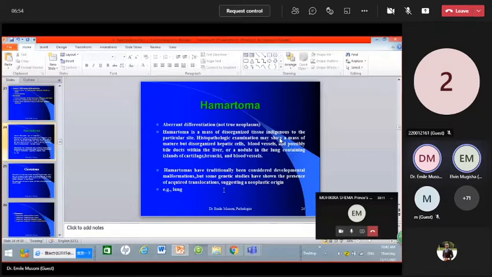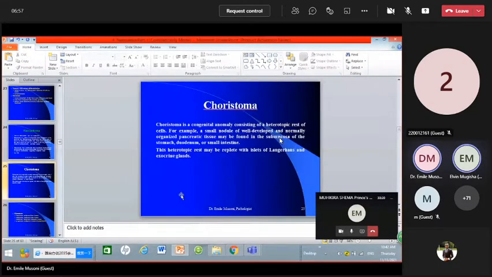There's another term called choristoma. Choristoma is a congenital anomaly consisting of a heterotopic rest of cells. For example, the most common, you can find some pancreatic tissue in the stomach, duodenum, and intestine. In that case, it is called choristoma. You will see them in your practice, where you say you have a tumor in the stomach. On microscope, you found that it is pancreatic islet in the stomach.